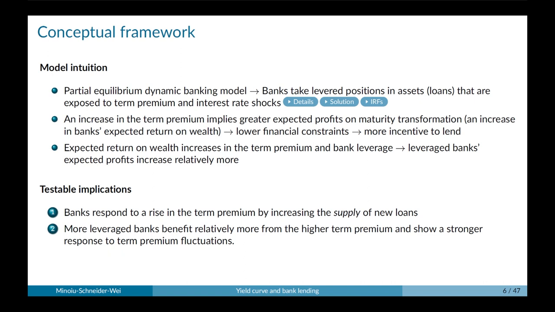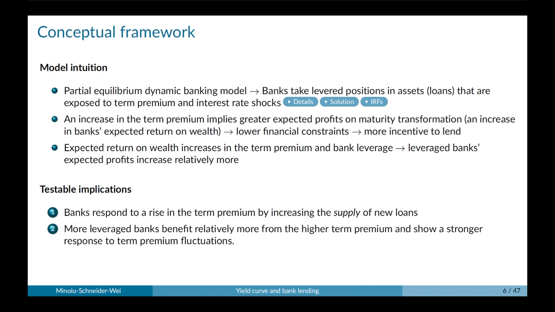The differential prediction of the model is that the expected return on wealth is increasing in the term premium and in bank leverage. From that simple ROE, an increasing function of the term premium, because of profits times leverage, a leveraged bank should be in a better position to take advantage of an increase in the term premium. A more leveraged bank should exhibit a stronger response to an increase in the term premium relative to a less leveraged bank.